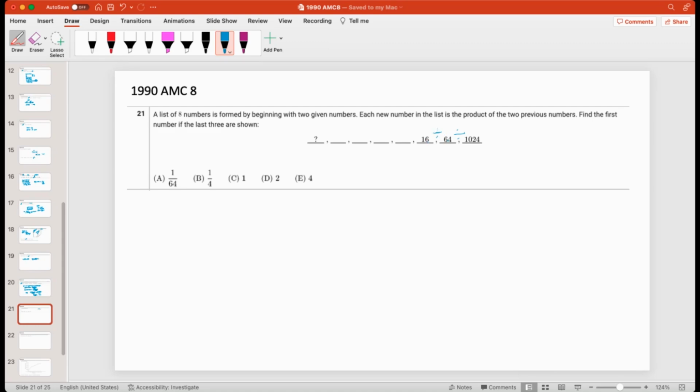64 divided by 16 is giving me 4. 16 divided by 4 is giving me 4. 4 divided by 4 is giving me 1. 4 divided by 1 is giving me 4, right? And again, we are going to divide 1 by 4, so this is going to give me 1 divided by 4. So my answer is going to be 1 by 4, which is answer option B. So you just keep dividing, and then we'll end up with 1 by 4. So that's your answer. Going to the next question.